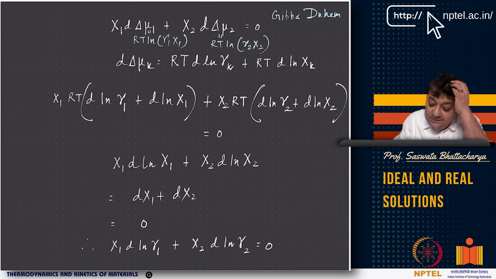So x2 RT dln gamma 2 over dln x2, and there is dln gamma 1 plus dln x1. This is dln gamma 2 plus dln x2 equal to 0. Now, x1 dln x1, so RT you can cancel out, because it's equal to 0. RT is a constant.